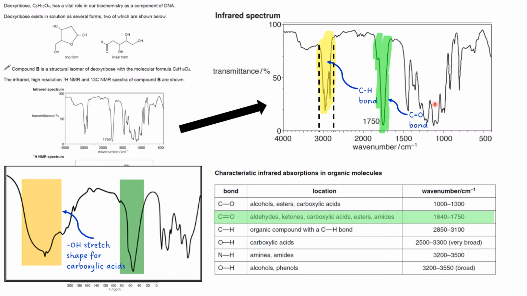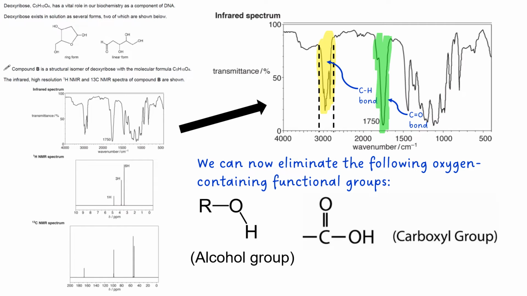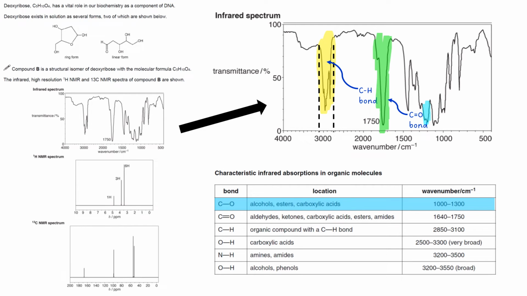Remember I mentioned one over here. I'm going to talk about that now. First of all, let's think about what we don't have to worry about. We don't have to worry about alcohols. We don't have to worry about carboxylic acid. That narrows down the possible range of molecules that this might be. So let's look at C single bond O. That's one that comes up in esters as well. You can see alcohols, esters, carboxylic acids. We've already eliminated carboxylic acids and alcohols. So we now have a fairly strong case for this actually being an ester.